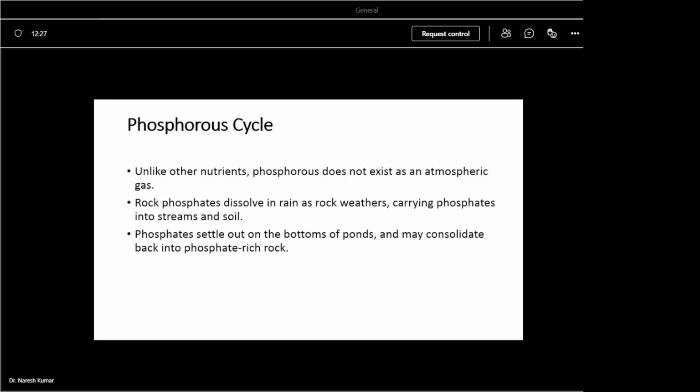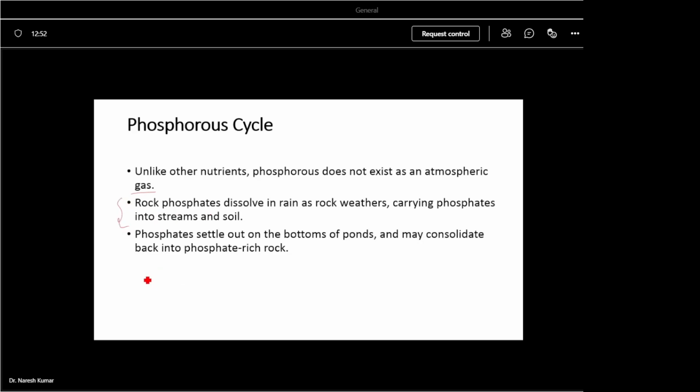Next we have the phosphorus cycle. As I told you, this is an example of an imperfect cycle because phosphorus does not exist as an atmospheric gas. Please understand that. And remember, there is no known gaseous form of phosphorus. We have rock phosphates which dissolve in rain as rock weathers, carrying phosphate into streams and soil. This is the only source of phosphate.